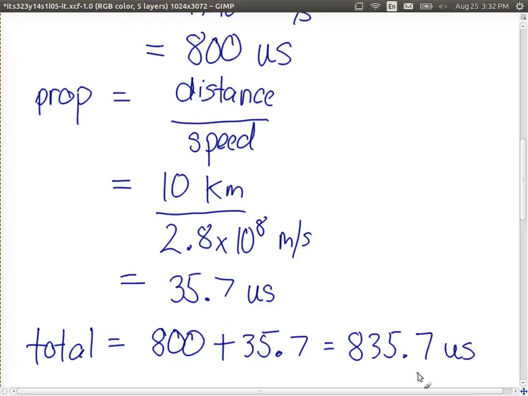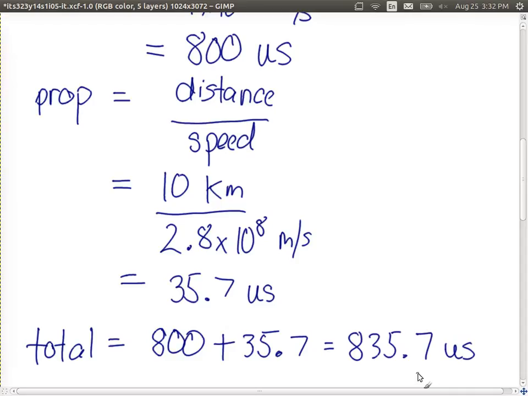It helps if you start to remember some of those prefixes, and with practice you'll start to recognize and recall, divide by mega, we get micro. And it makes your life a little bit easier. I see some people calculating on the calculator and writing down 0.0000357. Dealing with such numbers is harder than dealing with whole numbers. 800 plus 35.7 is much easier than 0.0008 plus 0.0000357. That's why I try to convert and use nice prefixes at the start.